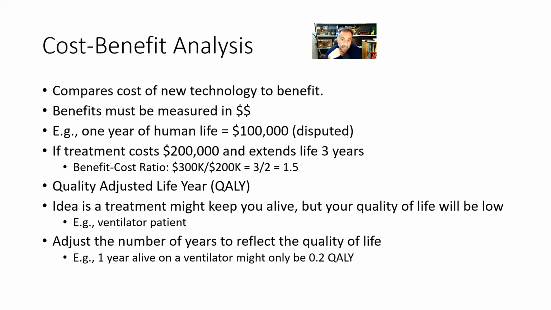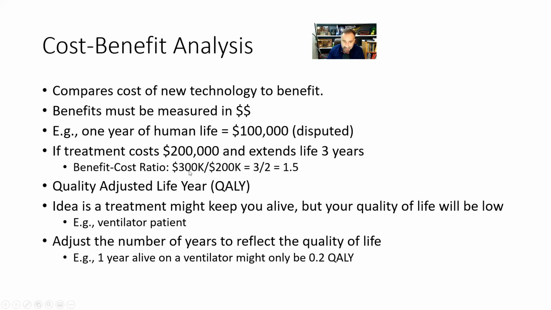A more sophisticated approach is to say, well, it might extend life a year or 3 years, but those 3 years of life are going to be kind of crappy. So for example, maybe you're on a ventilator for 3 years. Well, yay, what a great quality of life that is. And so maybe 1 year of life on a ventilator is only 20% of what 1 year of normal health would be. And so a quality adjusted life year is adjusted for the quality of the life. So if you have a 0.2 quality, you might have a year of life, but because your quality of life is low, you really only have the equivalent of 0.2 years. And so we can adjust.